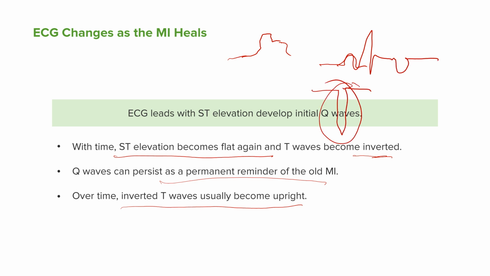So this deep Q wave shows that the muscle is dead. Dead muscle will be shown as a Q wave. So once in an ECG you can see a Q wave, you can know that it is an old MI which was not treated properly, and that part of the heart is comparatively dead.